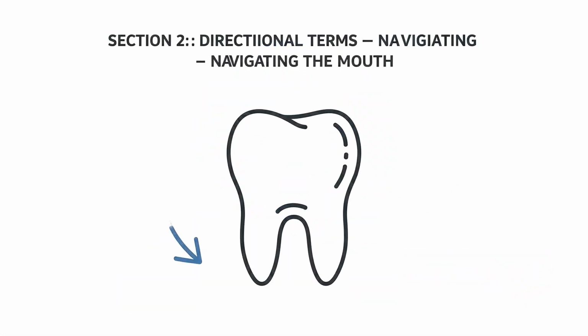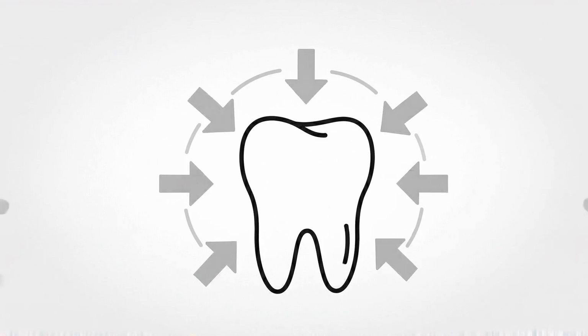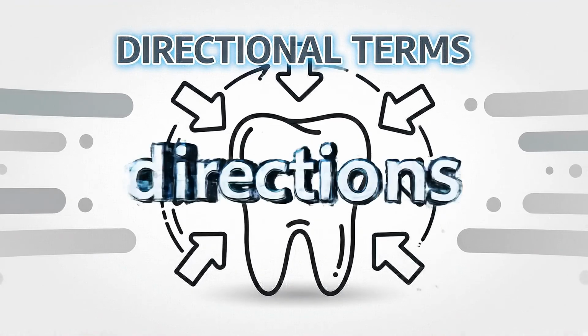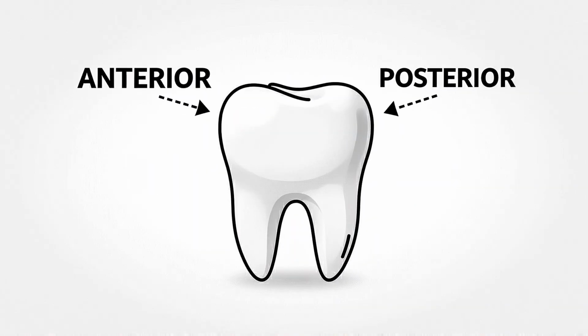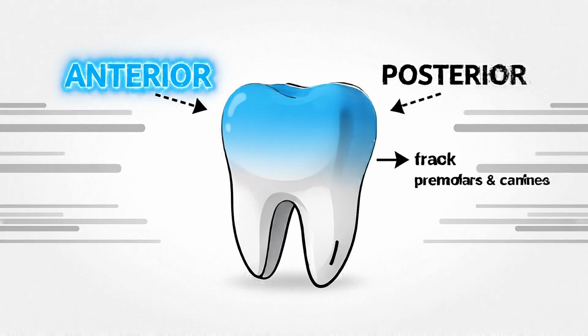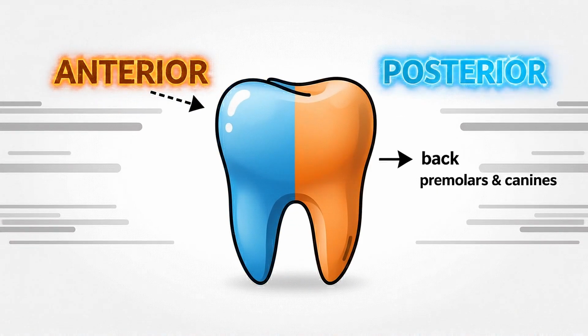Section 2. Directional terms, navigating the mouth. Once you understand tooth surfaces, we need to talk about directions. Dentists use these terms to precisely describe locations. Anterior versus posterior. Anterior means front, your incisors and canines. Posterior means back, your premolars and molars.